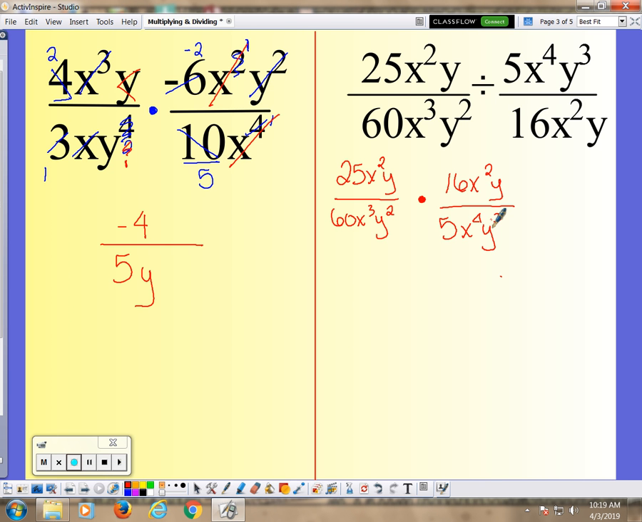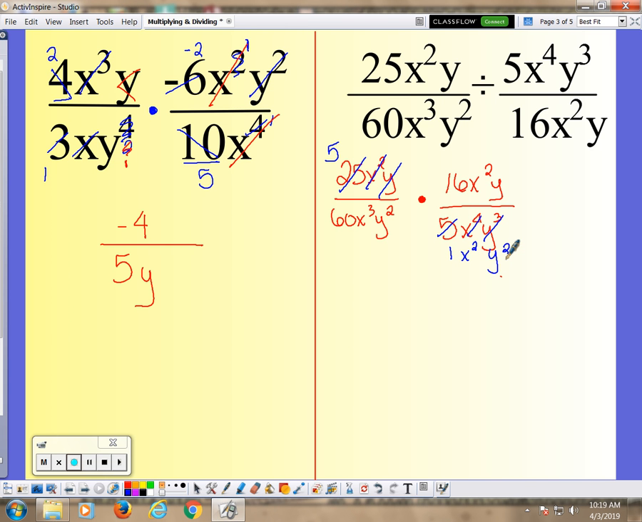Excuse me for sneezing. All right, now let's go and do our canceling. So 5 goes into 25, leaves me a 5 up here. X squared, and this x to the 4th becomes an x squared. This y and this y cubed leaves me a y squared.